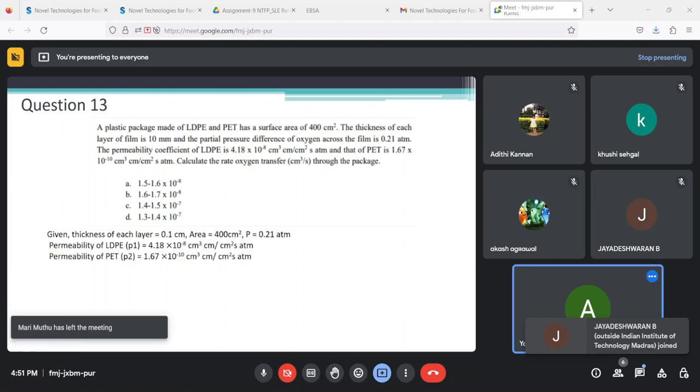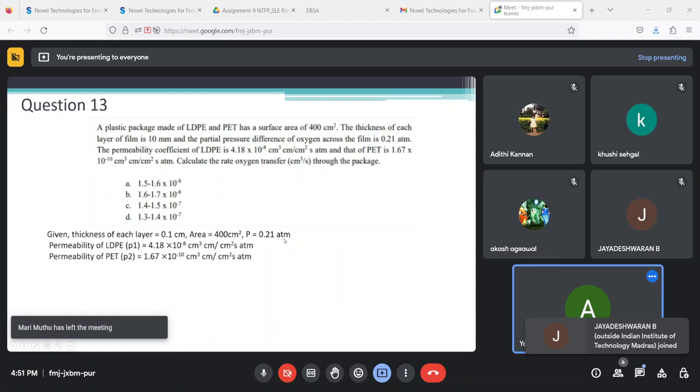So given here, the thickness of each of the layers is 0.1 centimeter. Since all of the units are in centimeter, we'll convert millimeter also into centimeter. So the thickness of each of the layers is 0.1 centimeter. The surface area of the packaging material is 400 centimeter square. The pressure difference, that is the delta P across the film, is 0.21 atmosphere.